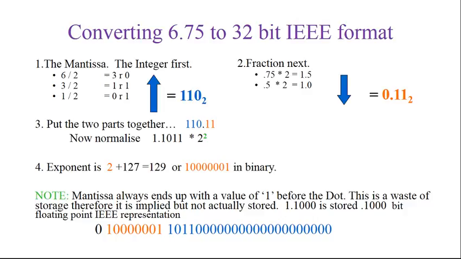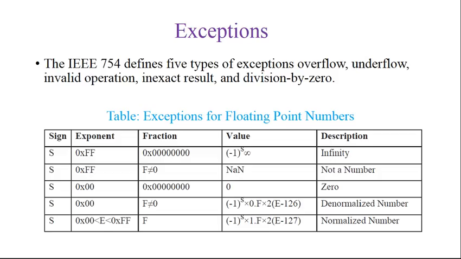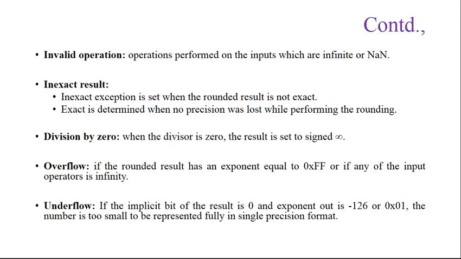And the 32-bit is in IEEE format is represented below. There are 5 types of exceptions. Those are overflow, underflow, invalid operation, inexact result, and division by 0. So all these are represented like this and the exponent and fraction correspondingly will be varying. So invalid operations are nothing but the operations performed on inputs which are infinite or not a number.